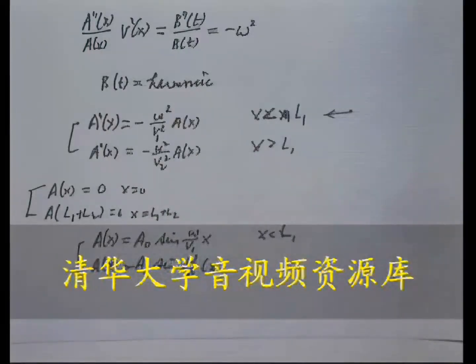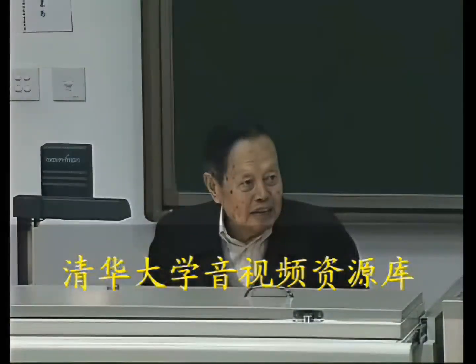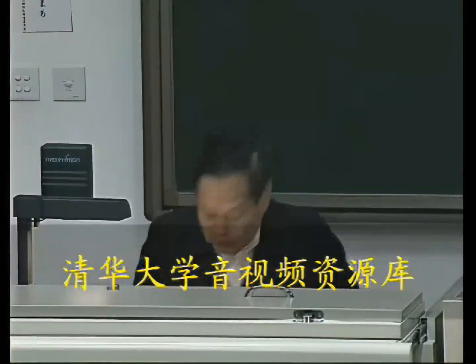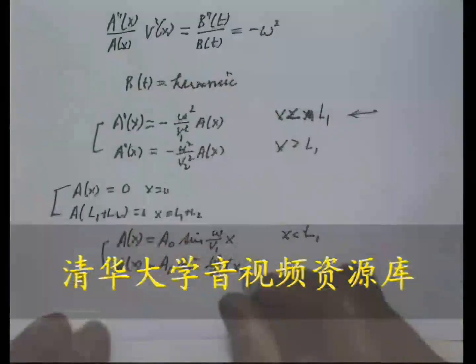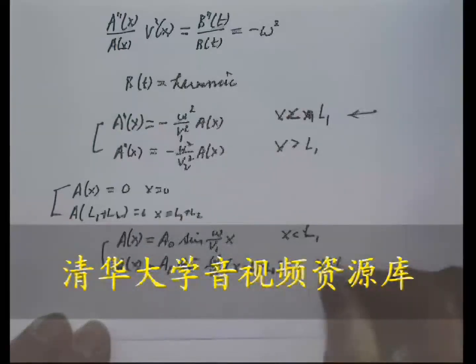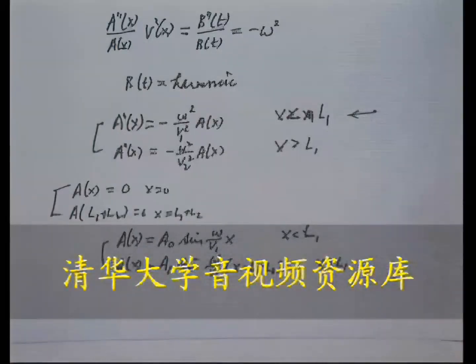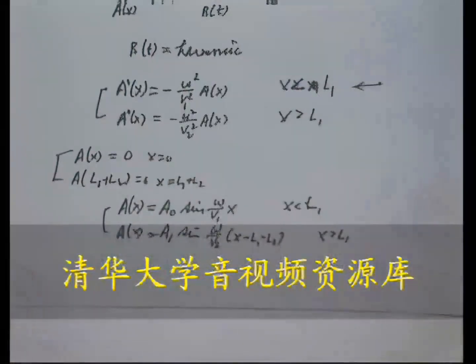But we want to put the boundary condition in, and when x is equal to L1 plus L2, it has to be equal to 0. So obviously it's this. Because if we write it this way, when x is equal to L1 plus L2, automatically it's 0. In other words, the way we write it already has the boundary condition built in.